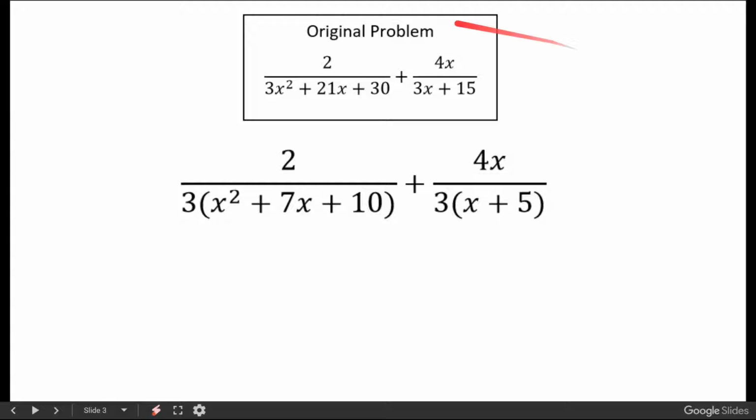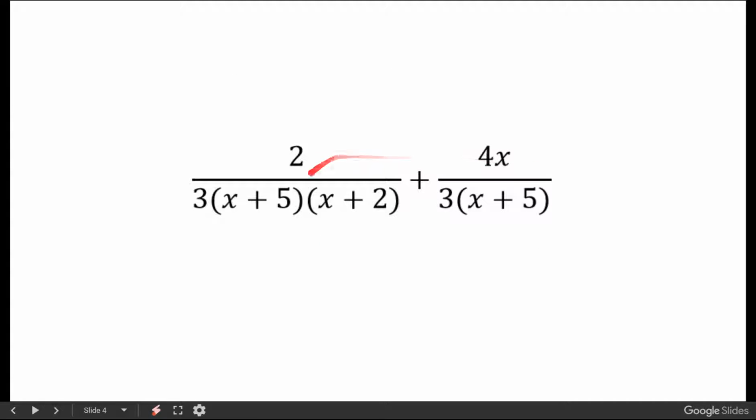The first thing that you want to do, and again, here's our original problem, is you want to factor the denominators of both terms in the expression. But be careful, this one can factor a little further. We took a 3 out as our GCF out of both, but we want to make sure we fully factor. And here we go, we have our denominators fully factored.